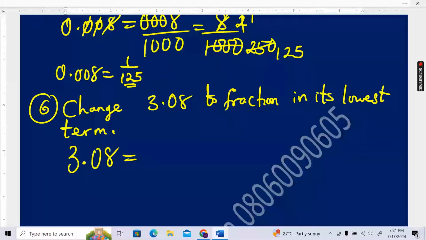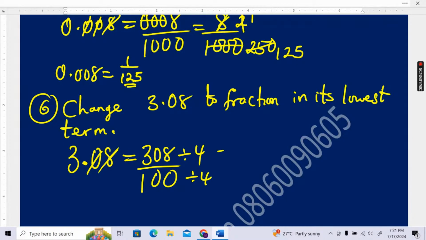At 3.08, you can ignore the decimal point and write it. The digits after the decimal point are 0 and 8, so that's over 100. Now let's reduce 308 over 100 to the lowest term. Let's divide by 4. 4 goes into 30 seven times because it's 28, remainder 2. And 2 beside 8 will be 28. So 28 divided by 4 is another 7. So I have 77 over, then 100 divided by 4, that is 25.